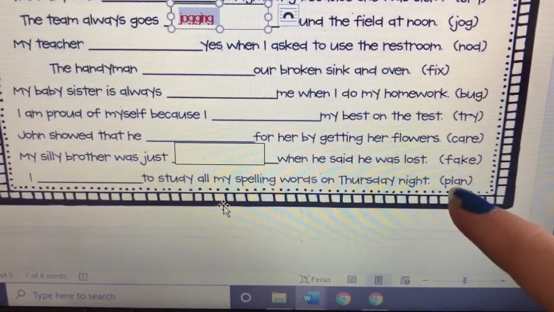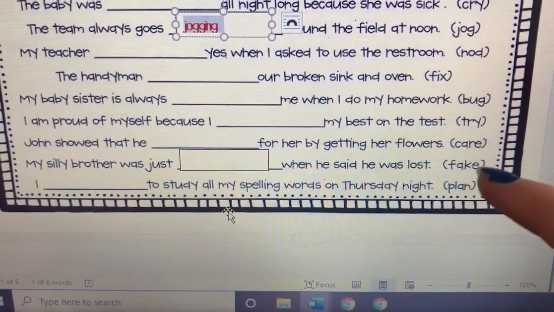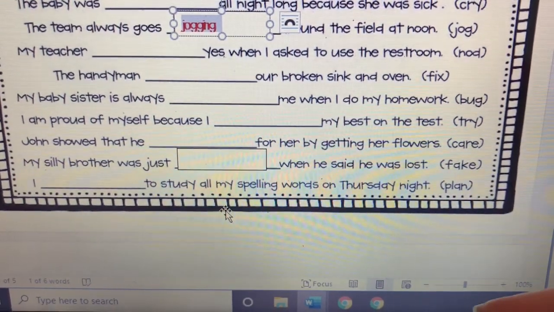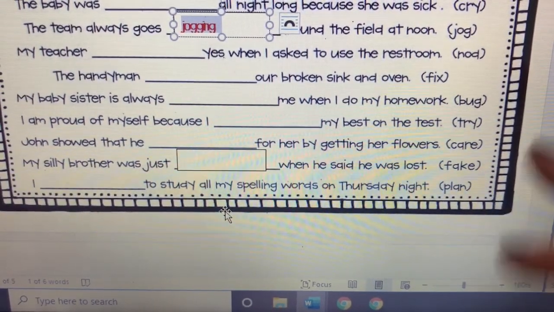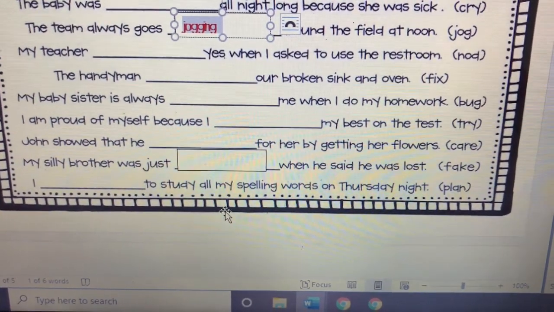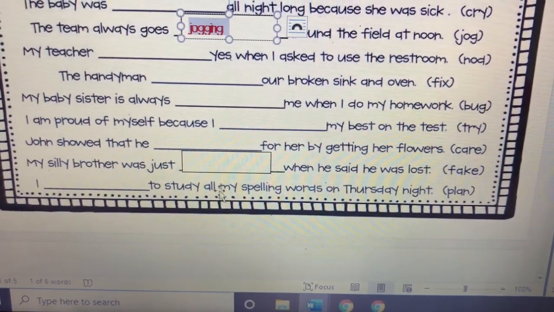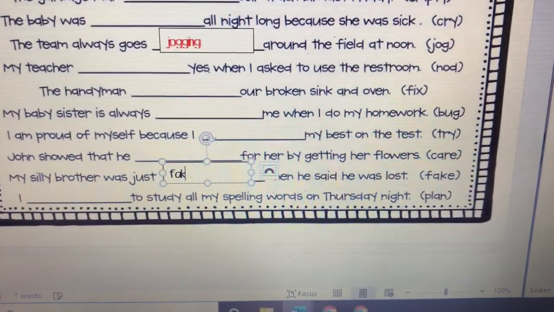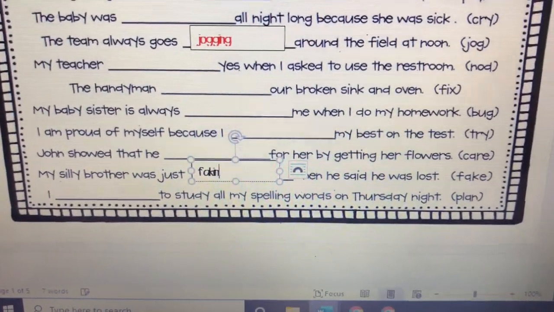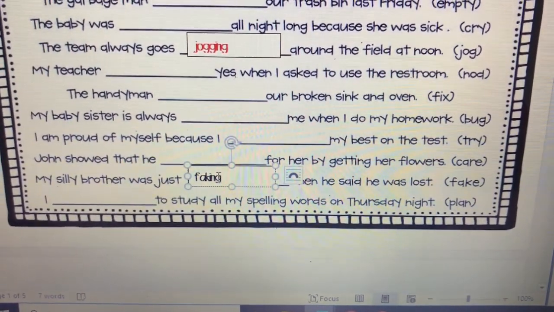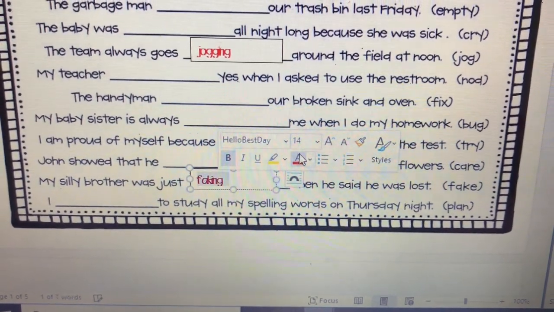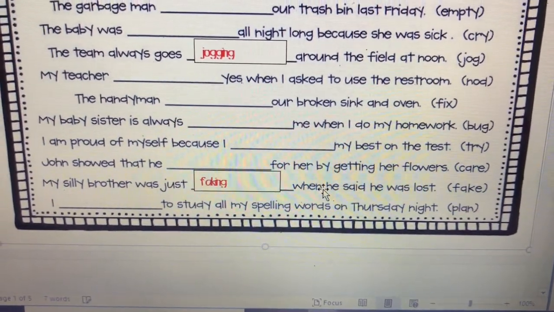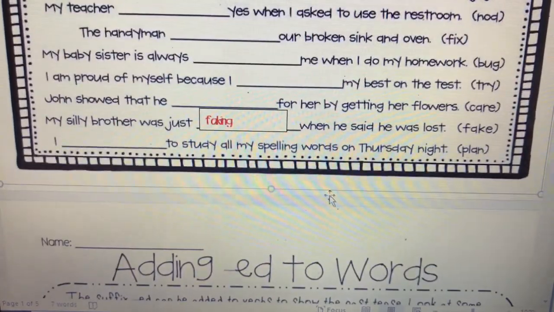So let's look at our word fake, and it has an E at the end. So my rule says that when there's an E at the end, what I do is I drop it like it's not there, and I add my ending. So fake becomes faking. I drop the E and add ing. Nice job. All right, let's go on to our next one.